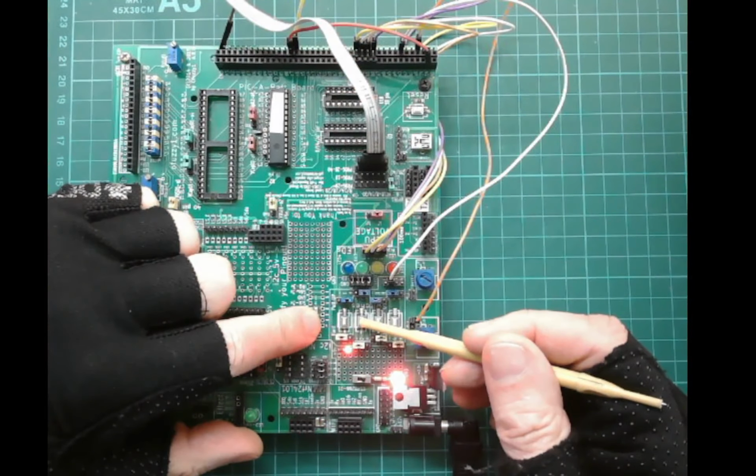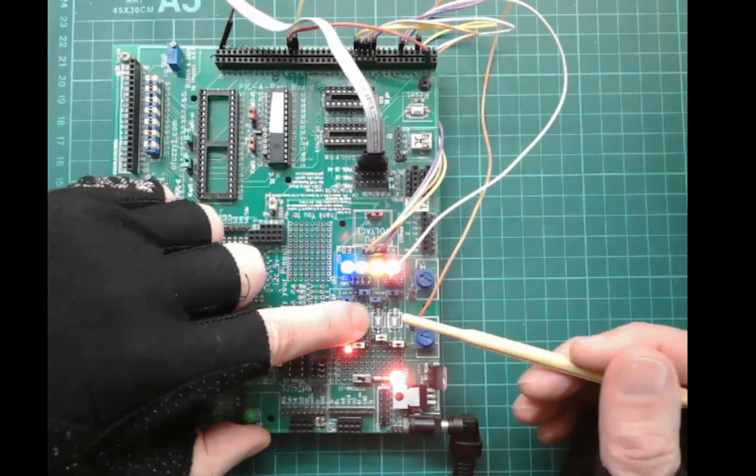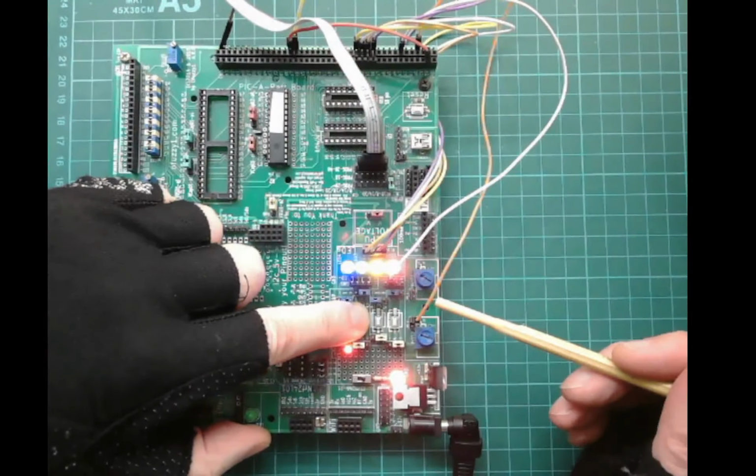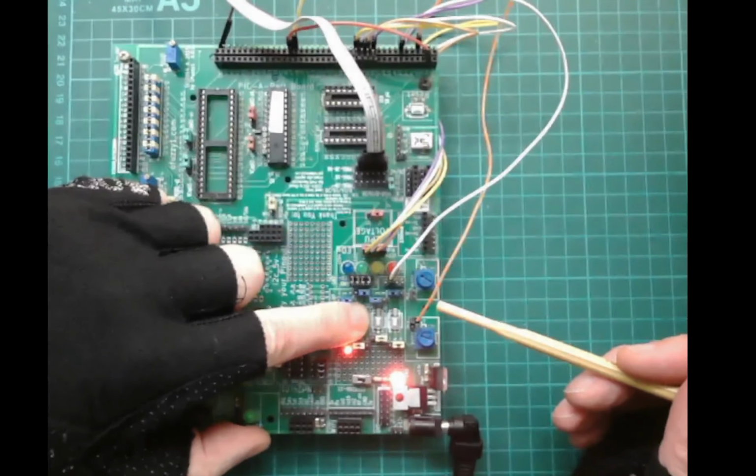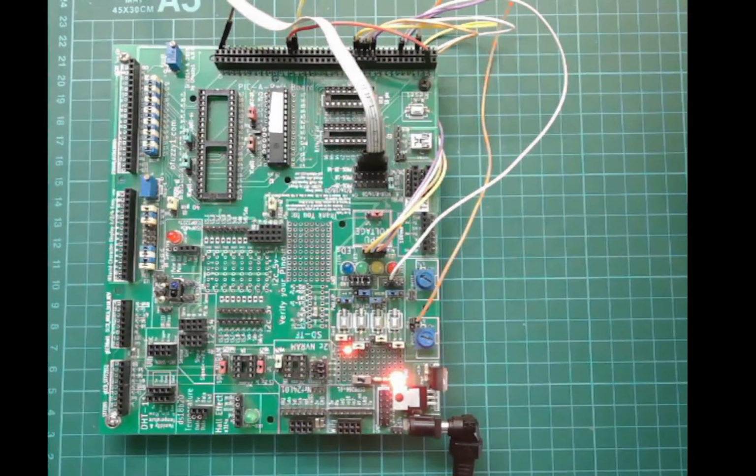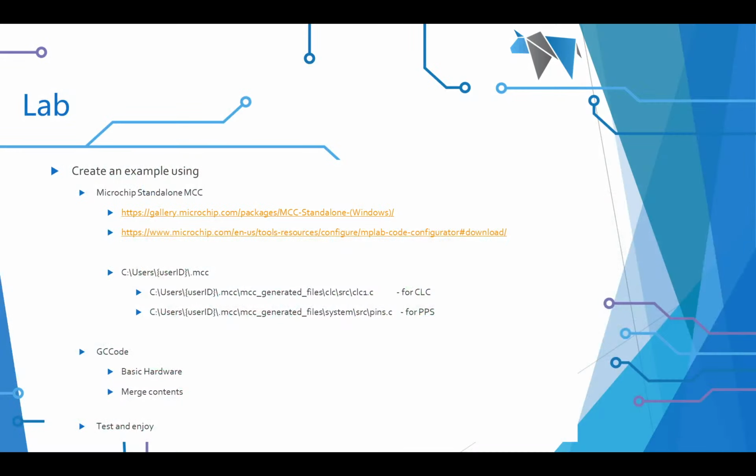This is my switch I have selected, and if I push the switch, the 4 LEDs come on, and there is no code involved. So let's look at the code, and we'll look at how we go about doing that.